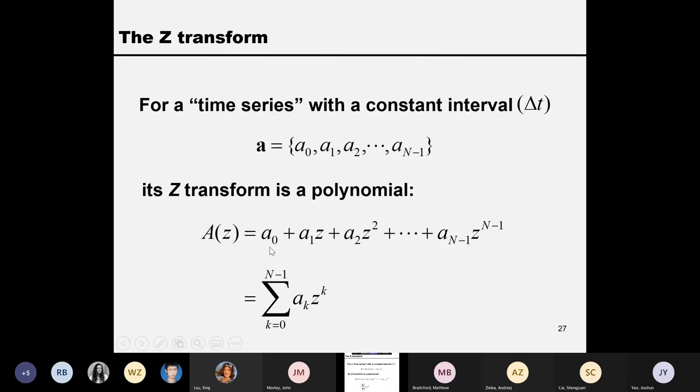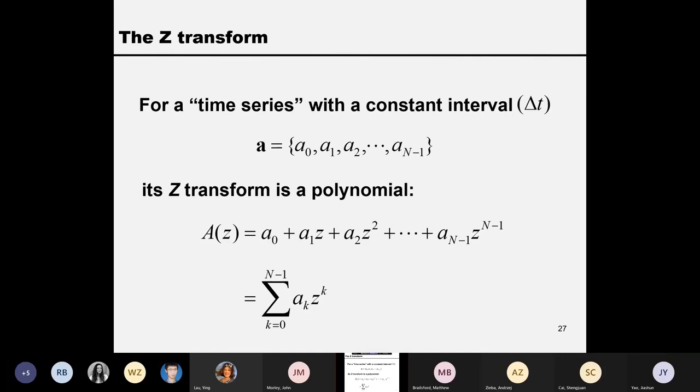So you can see A0 times Z power 0, and Z power 0 is 1, then A1 Z power 1, A2 Z power 2, up to A n minus 1 Z power n minus 1. Mathematically, you just sum them together. The coefficient is the amplitude of a sample, and the power of Z is the index k. This is the Z transform. Easy, isn't it? The math is very easy compared to what you study here in geophysics, but you do need to understand the physical meaning behind it.